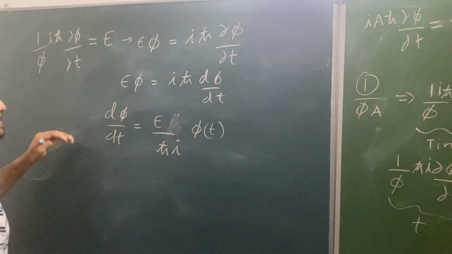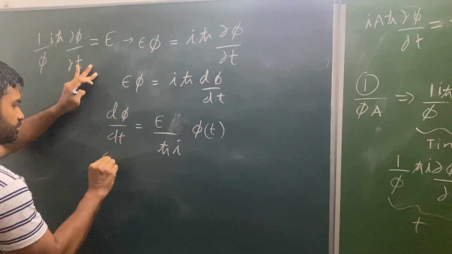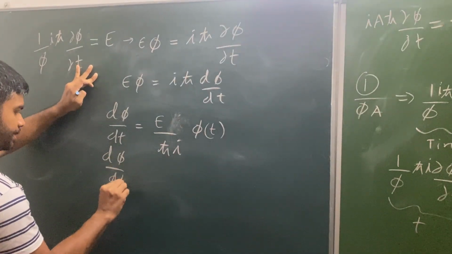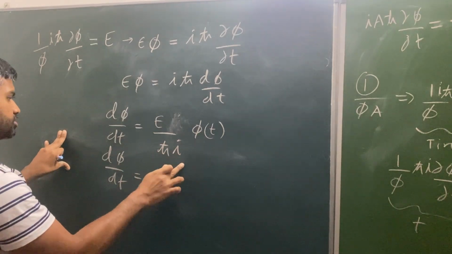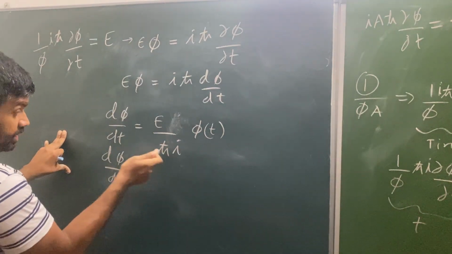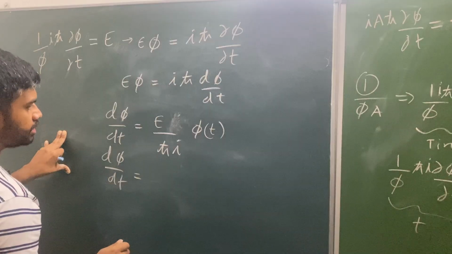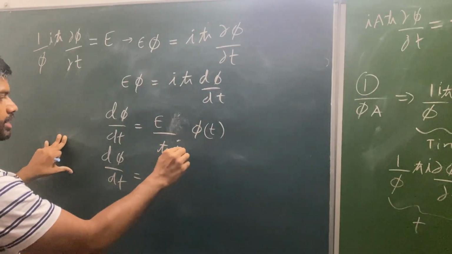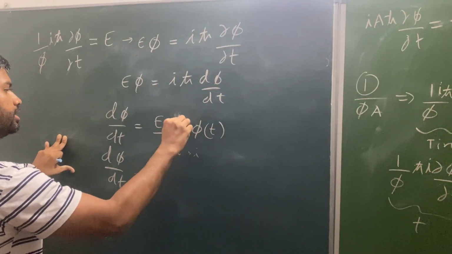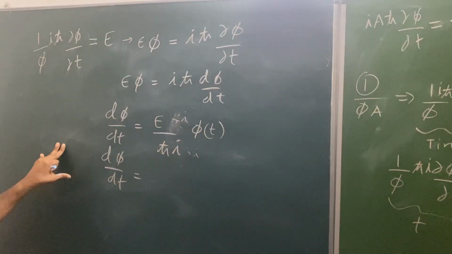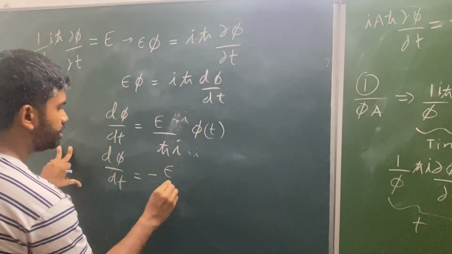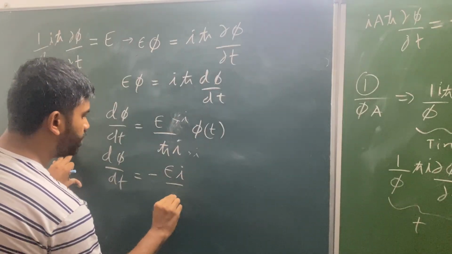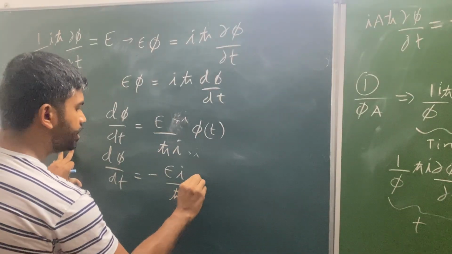Furthermore, I can write d phi over dt equal to, I don't like to keep i in the denominator, so I'm going to multiply by i. Now i squared is minus one, so we end up with d phi over dt equal to minus i E over h bar phi of t.